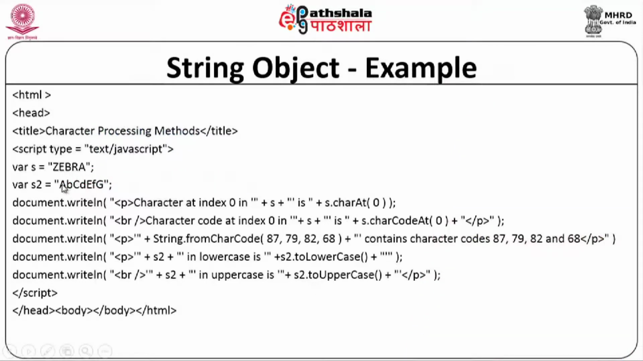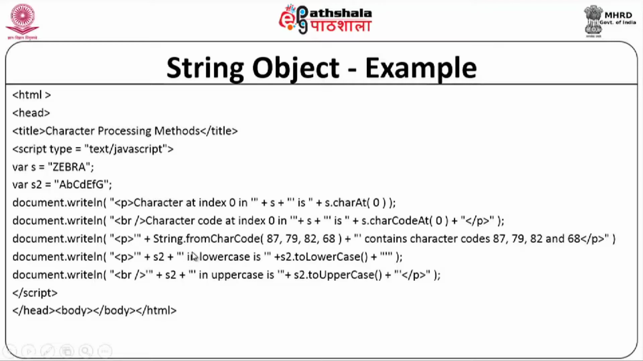So, now you can see that you have two strings like Zebra and then ABCDFG. Now, you try to print the character at the 0th position. So, the string object is S, the object name dot the method name, you try to print the character at the 0th position. And the second statement, you try to get the character code at the 0th position. So, it returns the ASCII code of the character which is in the 0th position.